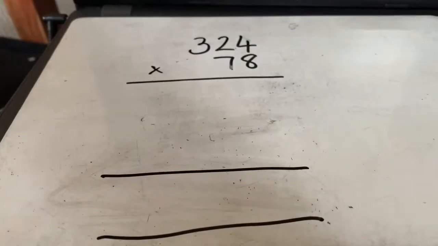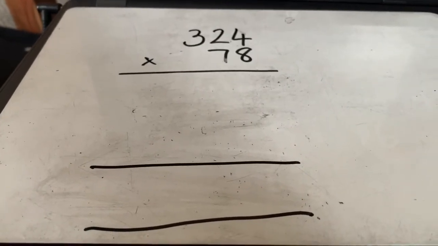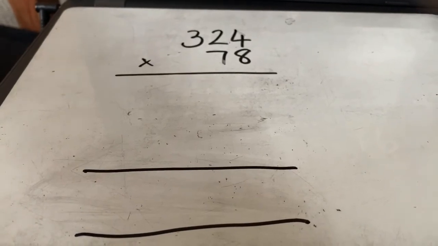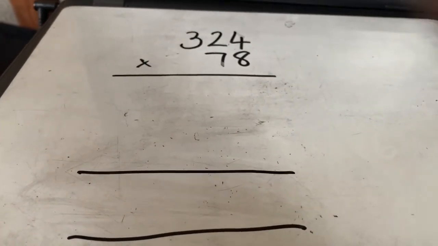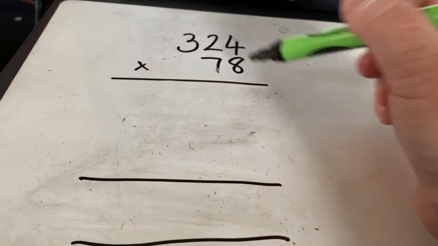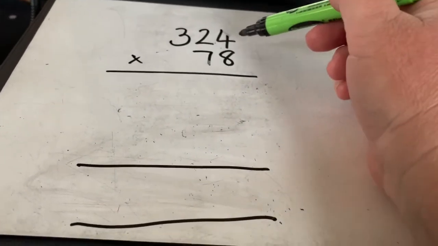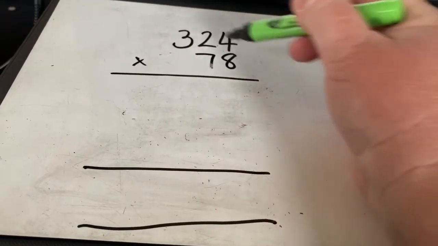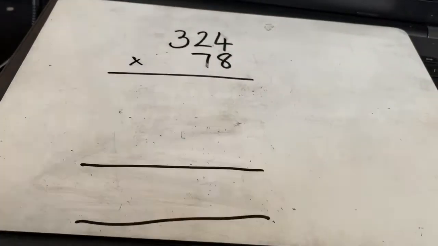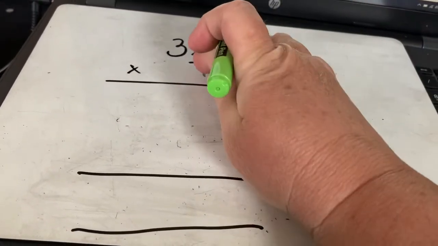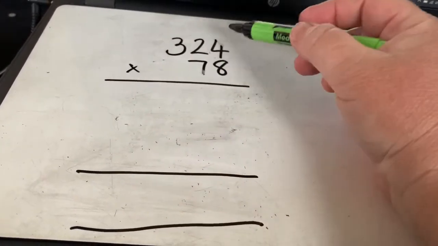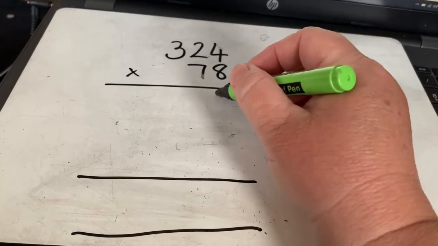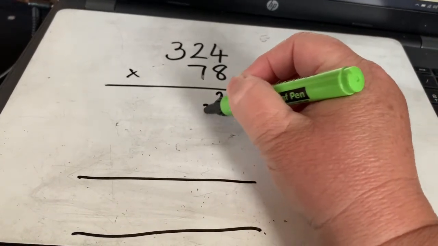Right, so Tuesday is all about multiplication, multiplying by 2 digits. Just a reminder, if you need to, how would you approach this? 324 times 78. We're going to go 4 times 8, because we're going to do 324, all of that times the 8 first. You can cover the 7 if it helps, otherwise just ignore it. 4 times 8 is 32. So I put down my 2, carry my 3.